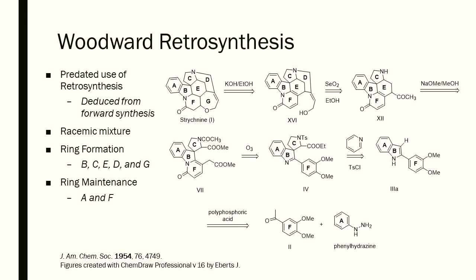The Woodward paper actually predates the use of the retrosynthetic approach, so this retrosynthesis was deduced from the forward synthesis that was in the paper. Woodward started with a racemic mixture, so stereochemistry was not important. He proceeded by forming ring B first, then C, E, D, and G. He actually maintained the rings from the starting materials with rings A and F.